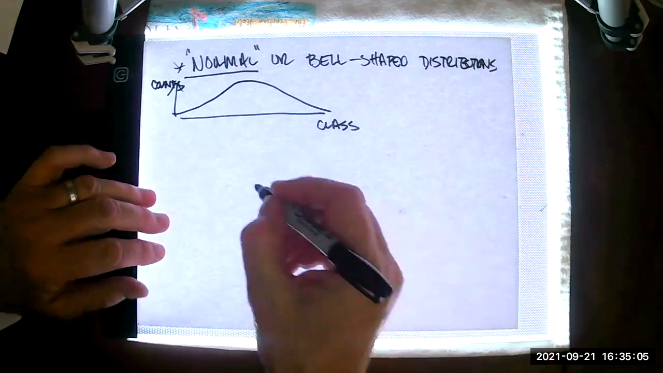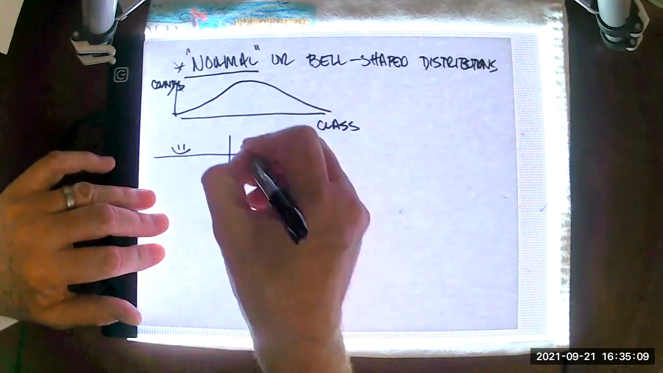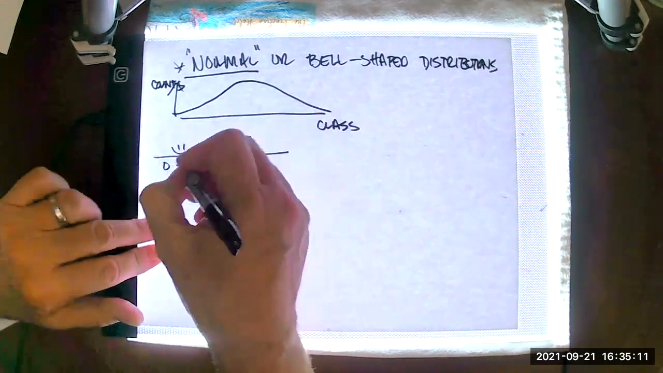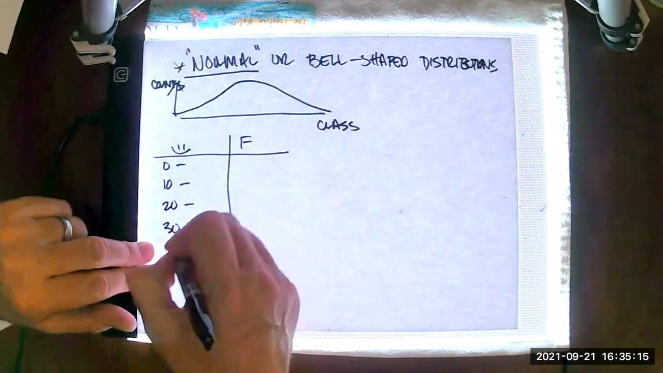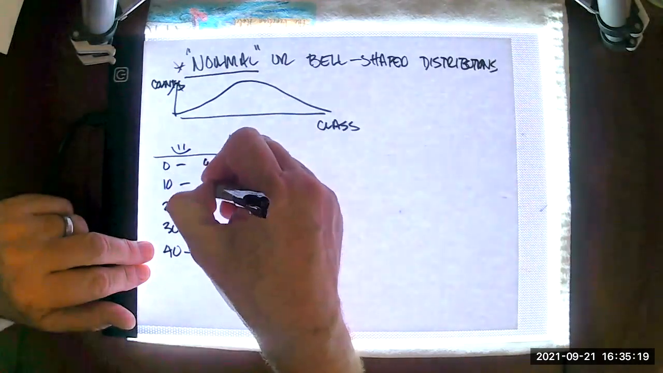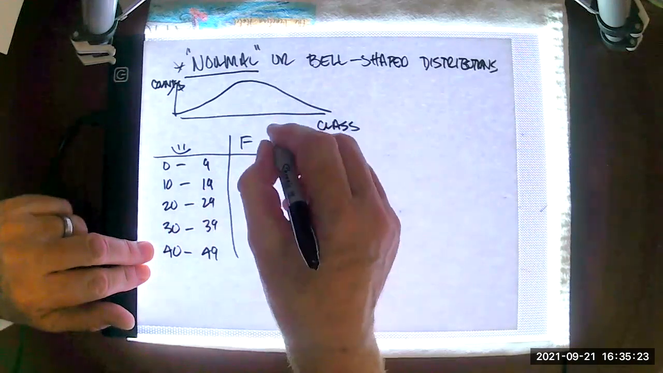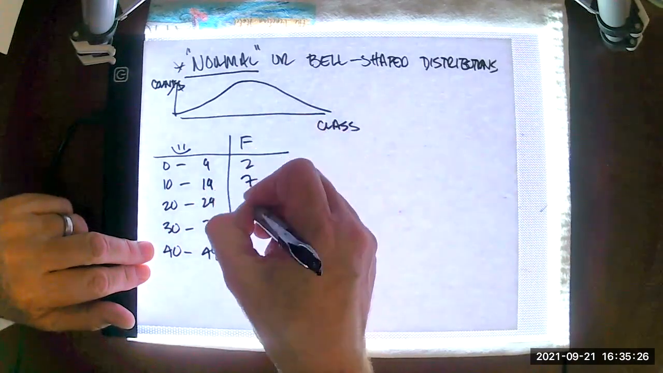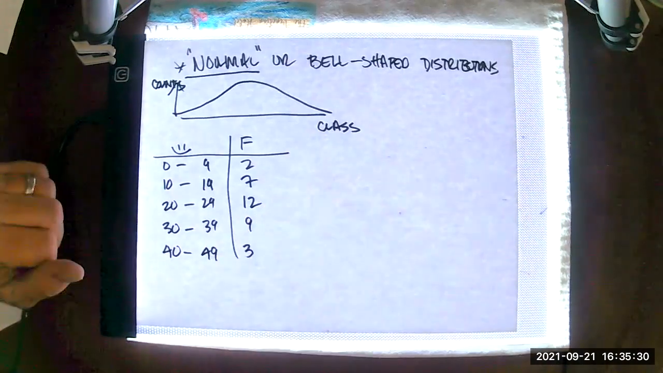So let me put the data that we've been working with back up here. Those are my classes: 0, 10, 20, 30, 40, 9, 19, 29, 29, 41. These are my frequencies. And then what do we have? We had 2, 7, 12, 9, and 3.